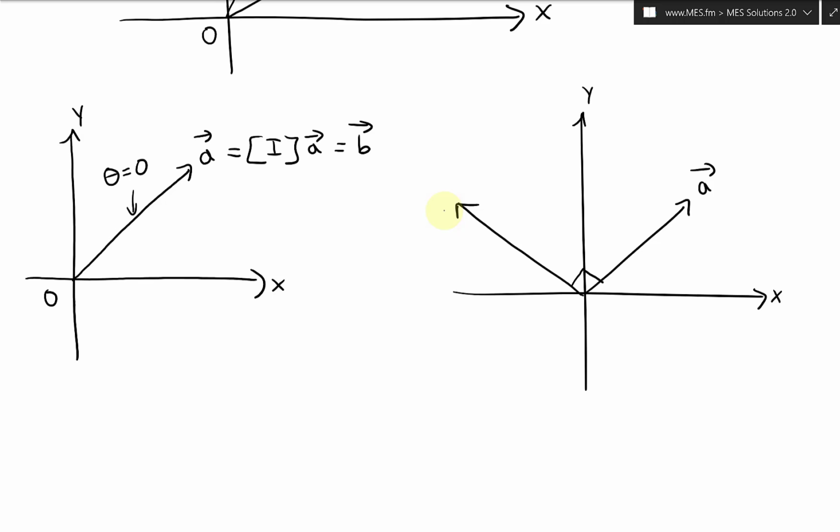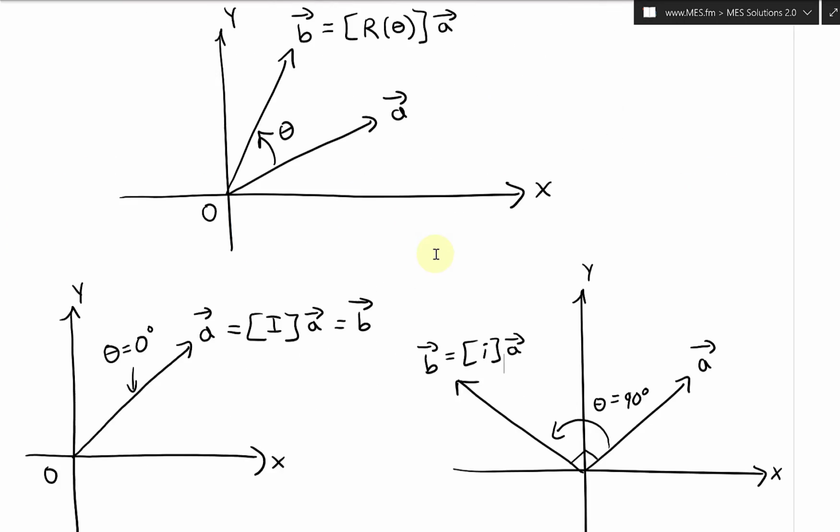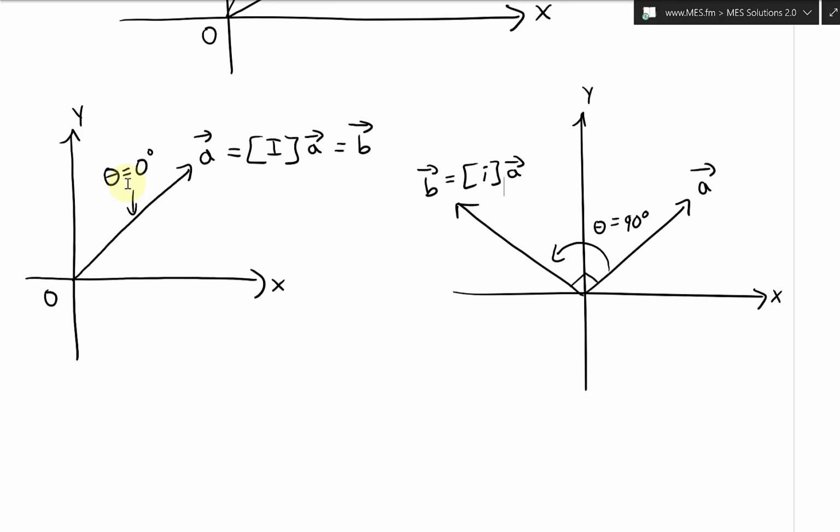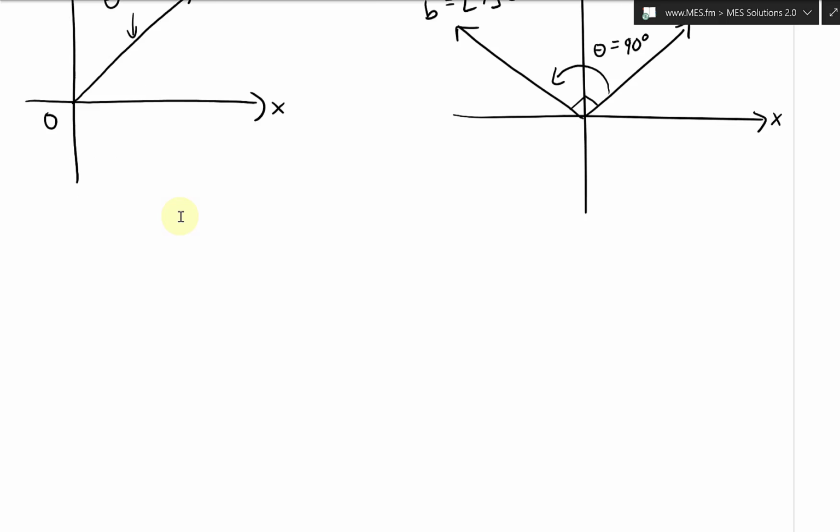I'll put a right angle there. Make this a bit better right angle. All right, so it's a right angle, and this is theta equals 90 degrees. And this one is 0 degrees, just put that there for completeness. So now that we have B, this equals the unit identity matrix times A. So this vector times that, we get that. That's all it is then. The complex number as a rotation matrix is just shifting this by 90 degrees counterclockwise. And the identity matrix just doesn't do anything, just leaves it as is.